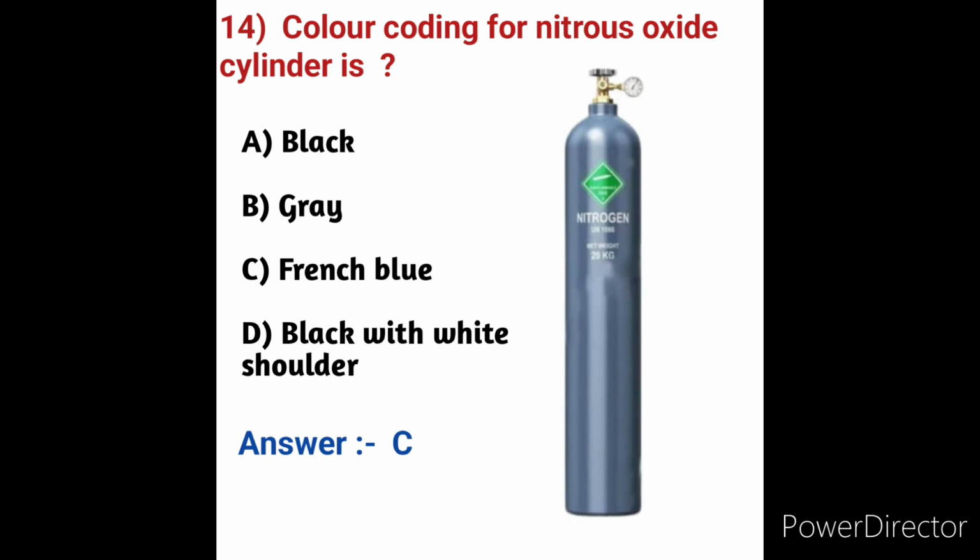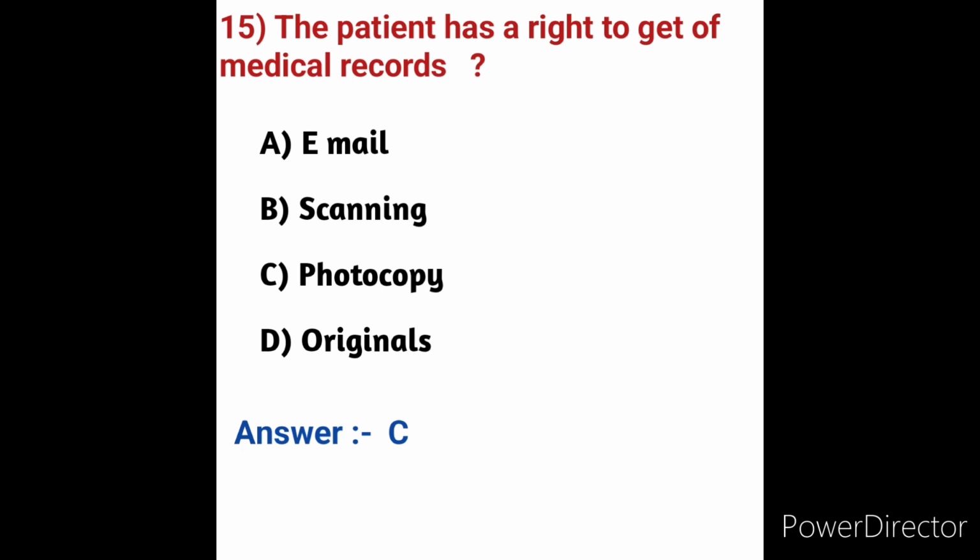Next, move on to question number 15. The patient has a right to get a copy of medical records. We will see the options here. Option A email, option B scanning, option C photocopy, option D virginals. Photocopy means nothing but Xerox, friends. Here option C, photocopy, means Xerox. The patient has a right to get medical records in the form of a copy, photocopy, or Xerox.